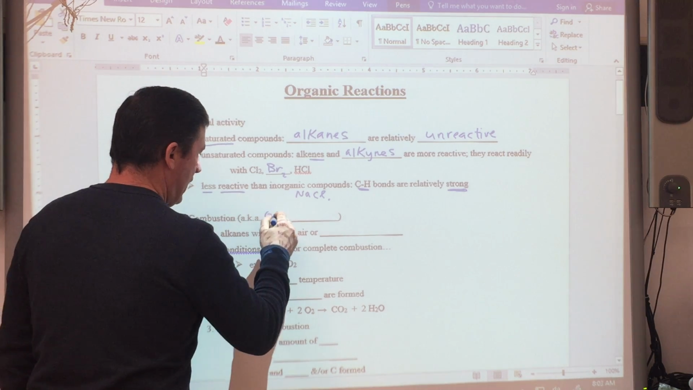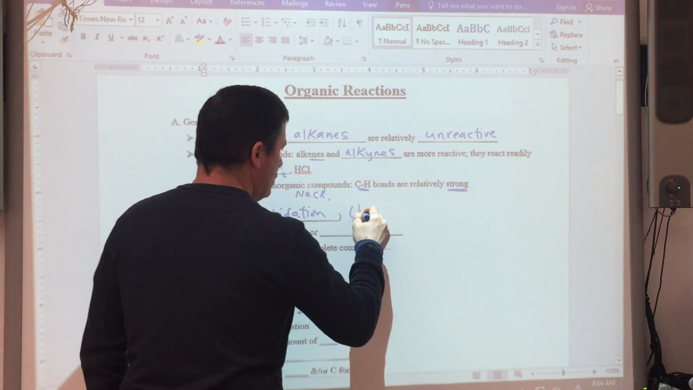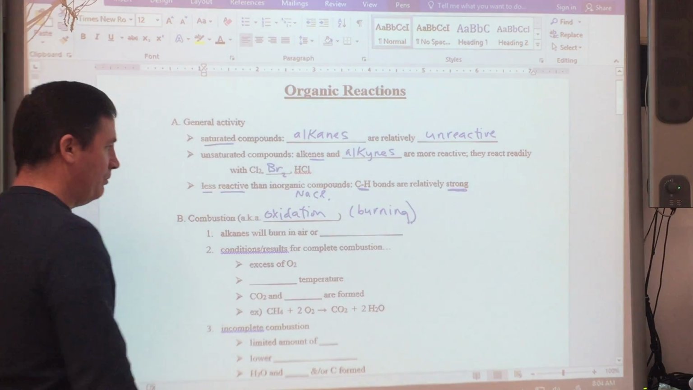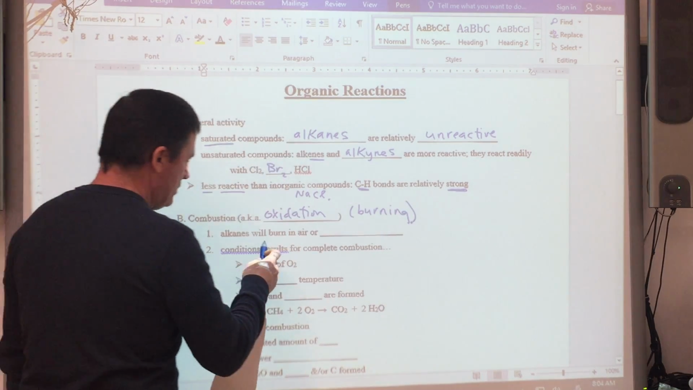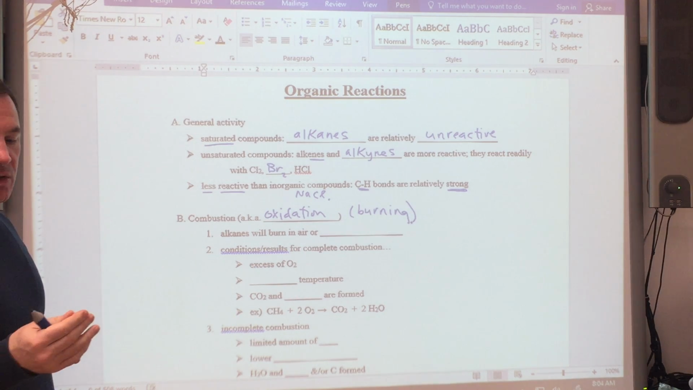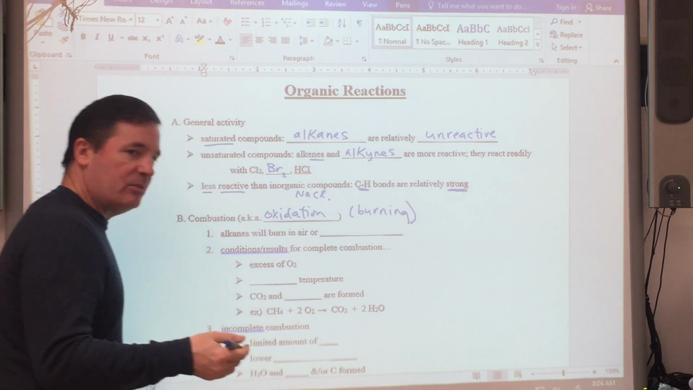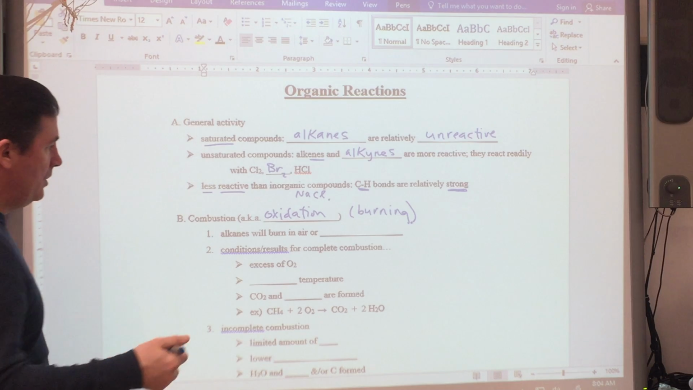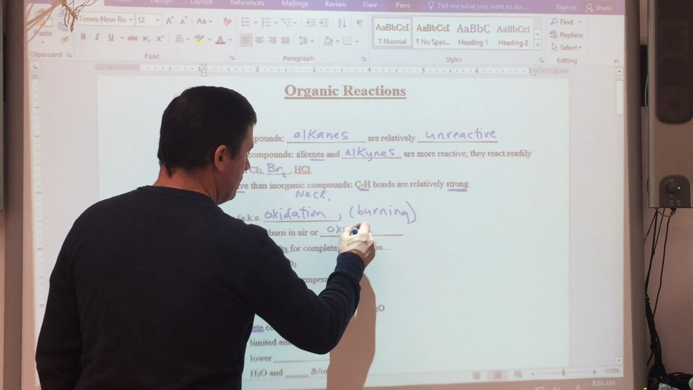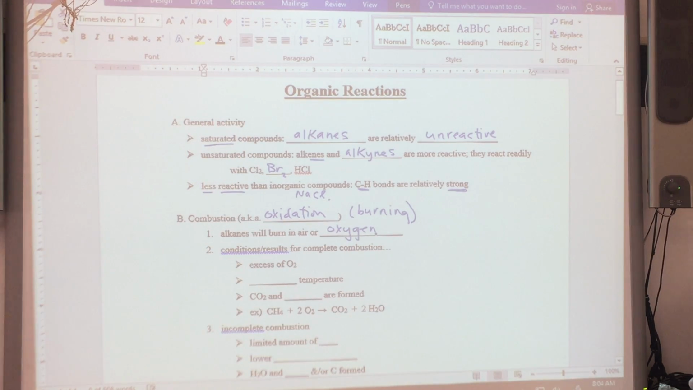Combustion is also known as oxidation. And oxidation is commonly known as burning. And alkanes like methane, propane, right? A lot of people use propane as their fuel to heat up their house, or you've got a barbecue grill that maybe has liquid propane. Okay, so alkanes will burn in air or just oxygen. They burn in air because of the content of the oxygen.